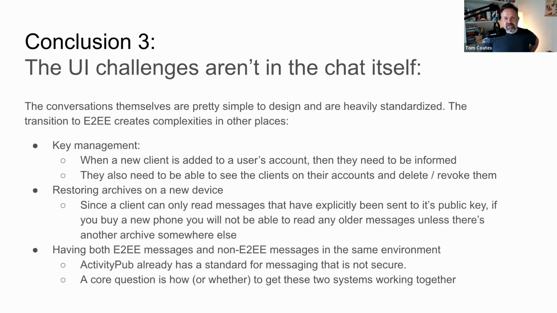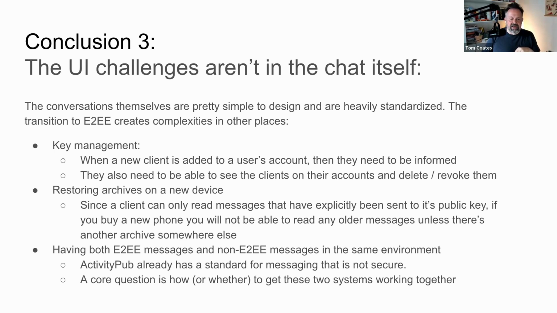And the last bit is that the UI challenges aren't in the chat itself. There are 3 areas in particular I want to draw people's attention to, particularly if you're upgrading from a non-E2EE approach to one that includes end-to-end encryption. The first one is you need to have a set of features around key management. If a new client is added to your account, you need to be informed, to make sure it's you and that someone hasn't got hold of something or logged in without your knowledge. And you as a user, if you lose your phone, need to be able to go and revoke the key associated with it.